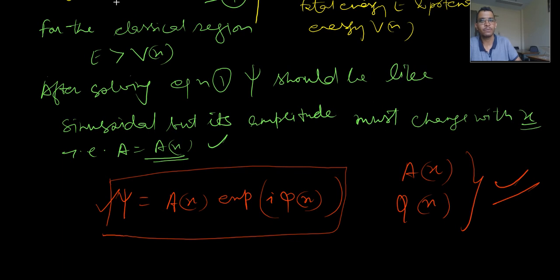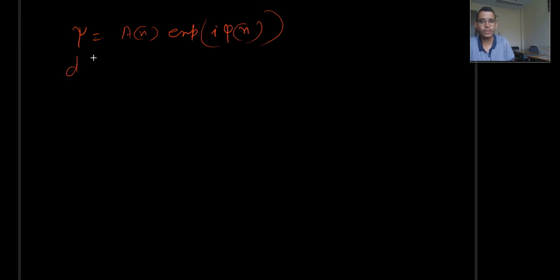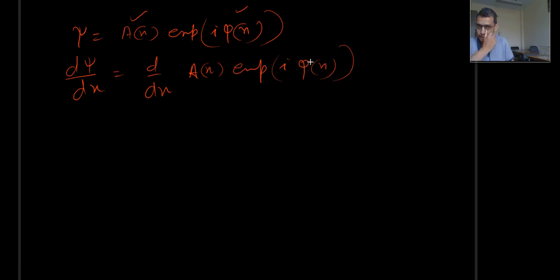To do this, let us take the derivative of psi. Now I have chosen psi equal to A(x) times the exponential of i phi(x), which we have to keep in mind. So to determine A and phi(x), let us find d psi over dx, meaning I am interested in finding the derivative of A(x) times the exponential of i phi(x).